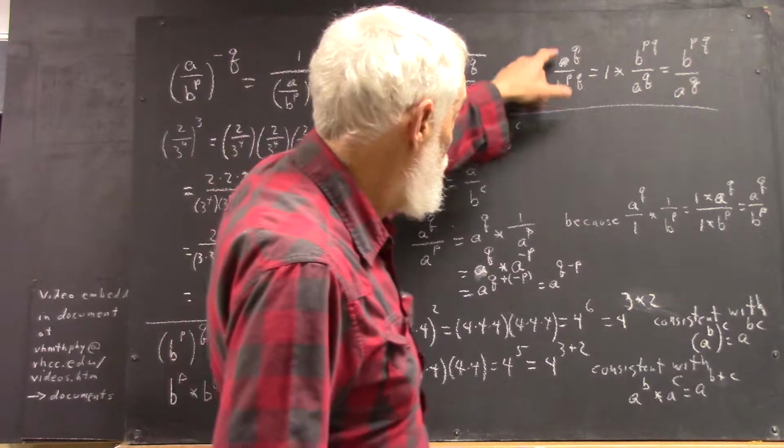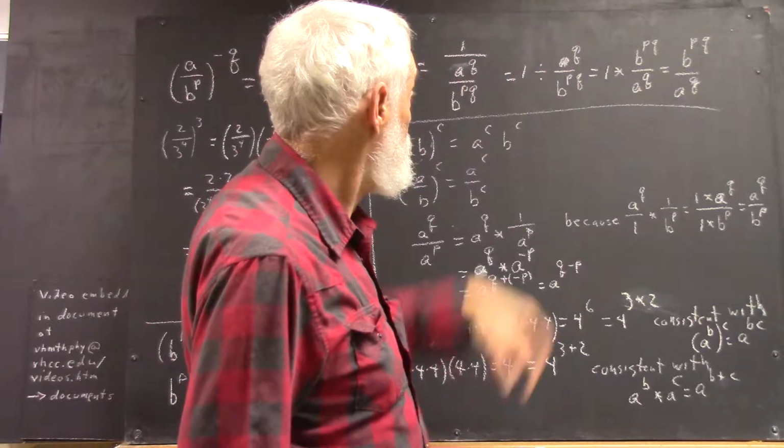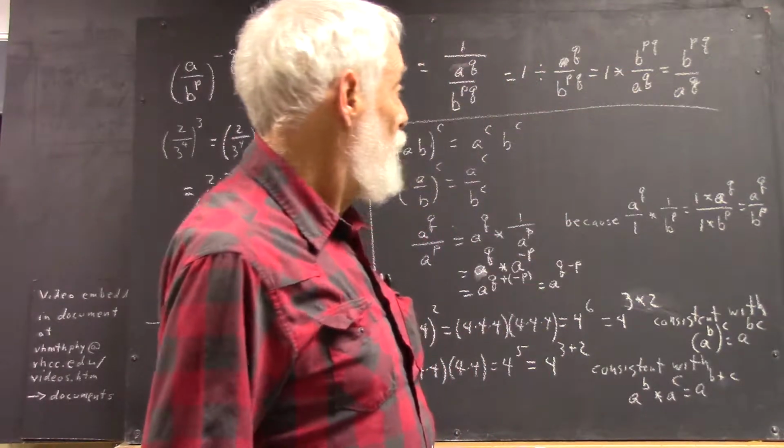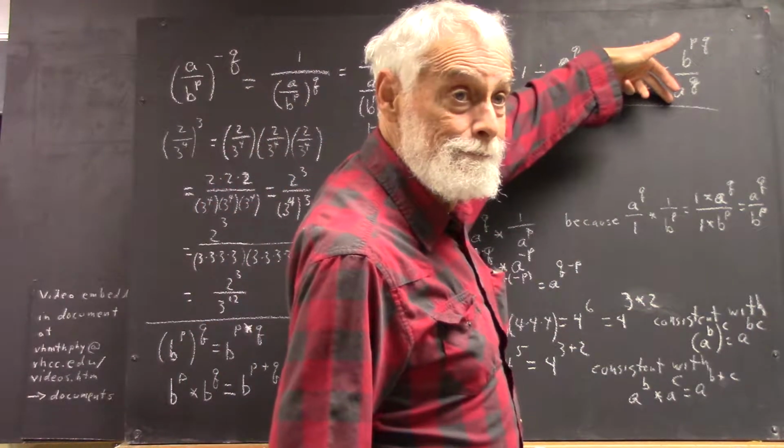That's 1 divided by a to the q over b to the pq, which means it's 1 times the reciprocal, which is just the reciprocal. Okay?